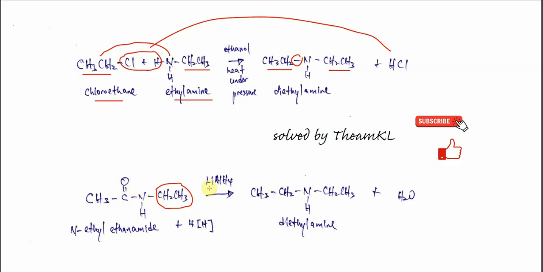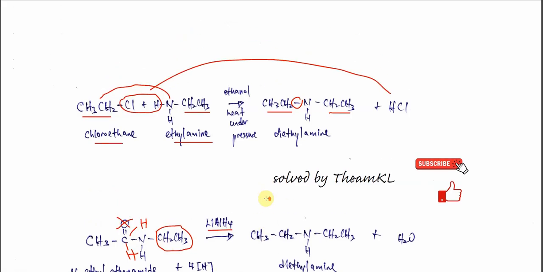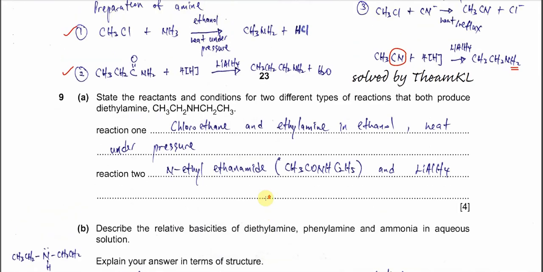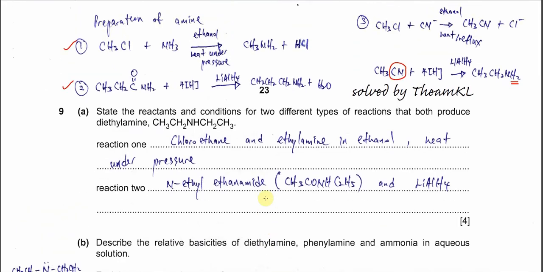After that, we use lithium aluminum hydride as reducing agent. This will remove oxygen and add 2 hydrogens, then it will form this diethylamine. So therefore, the answer is quite clear. This is actually in the mark scheme. So this is how and why we use this: chloroethane and ethylamine in ethanol, heat under pressure.